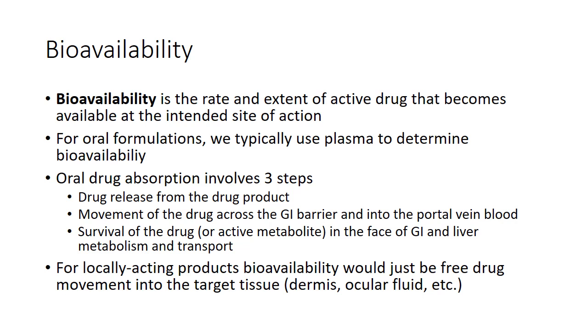Oral drug absorption involves three steps. Obviously, drug release from the drug product. You don't absorb a whole tablet, right? You have to absorb most drugs on a monomolecular level. That means they have to be dissolved as single molecules. So it takes time for that to happen. So that's the first step. Then movement of the drug across the gastrointestinal barrier, which would be where the enterocytes are. We're usually talking about enterocytes of the small intestine there, and then into the portal vein blood. And that's in most cases, not in all cases. Drugs will go to the portal vein first.